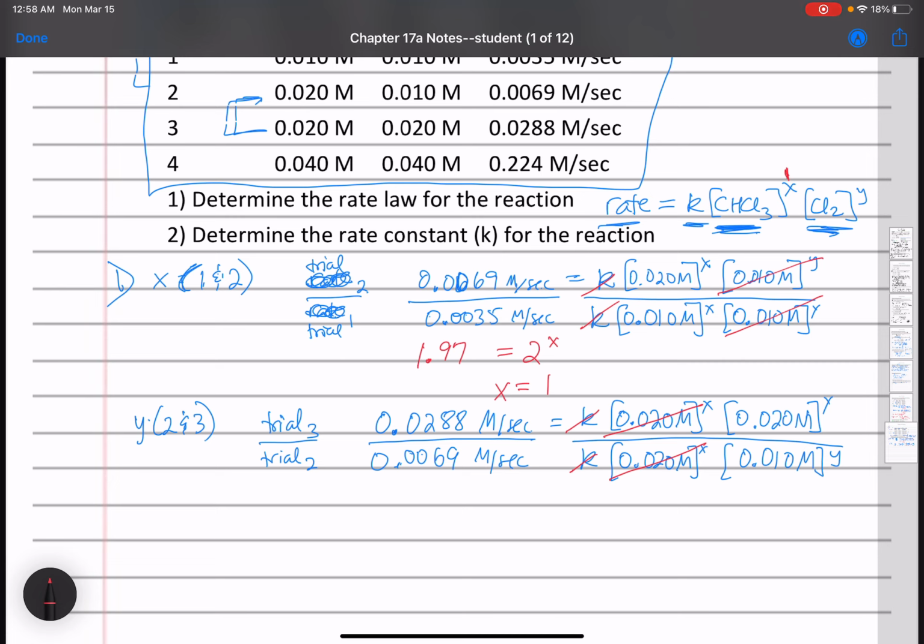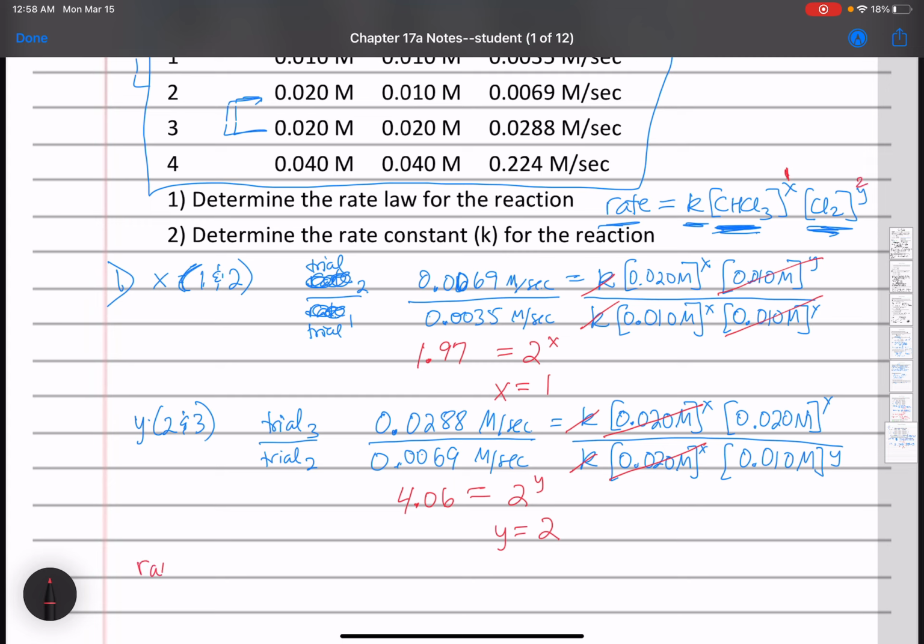0.0288 divided by 0.0069 equals 4.06, which is pretty darn close to 4. And 0.02 divided by 0.01 equals 2 to the y power. So 2 to what power equals 4? 2 squared equals 4. Y equals 2. All right, so we can replace our y with a 2.